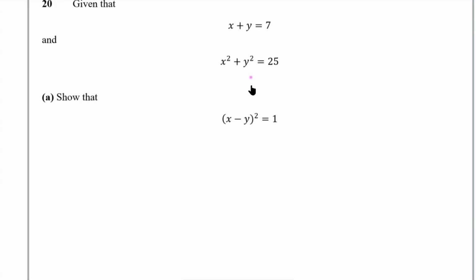Let's look at it step by step and think about it. So we're going to expand what we have here: x take away y, all squared.